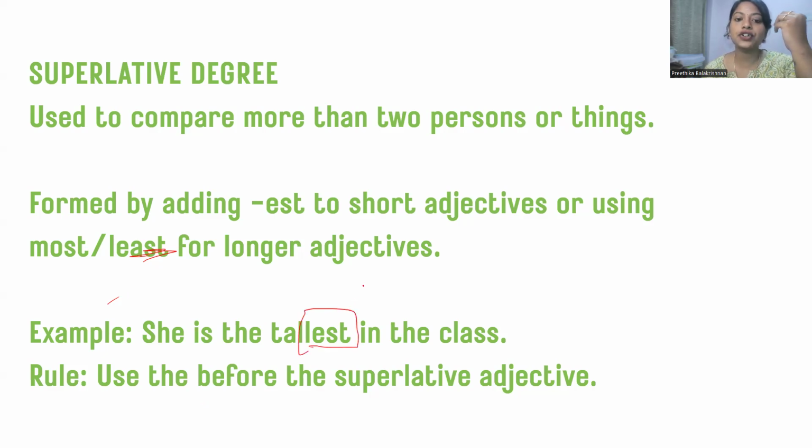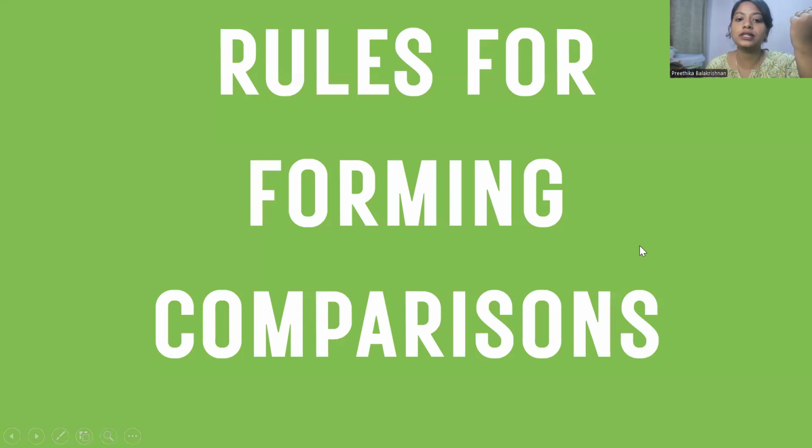Okay, so it talks about not the single person, and not the two persons of the comparative. It talks about more people. So here we add the before it. Just as in the comparative we use than, here when we add the superlative we use the before. Okay, so now the rules for forming this comparison.